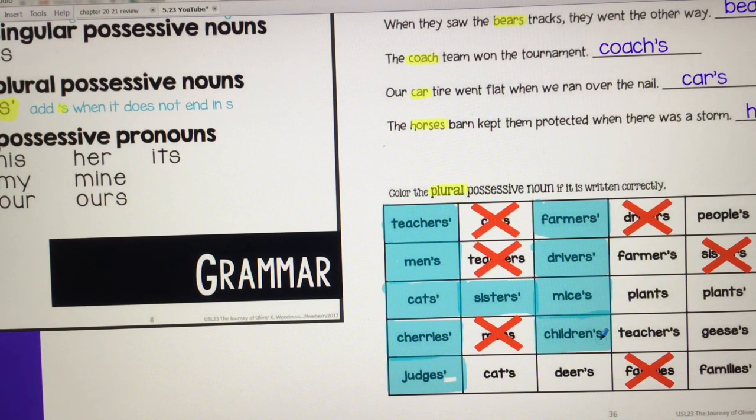Deers. This one's tricky. Deer's one where it actually doesn't change. I saw deer in the field. I saw deers in the field. Okay. Singular and plural are the same thing. It's deer. So I do need to add an apostrophe S. So that is correct.